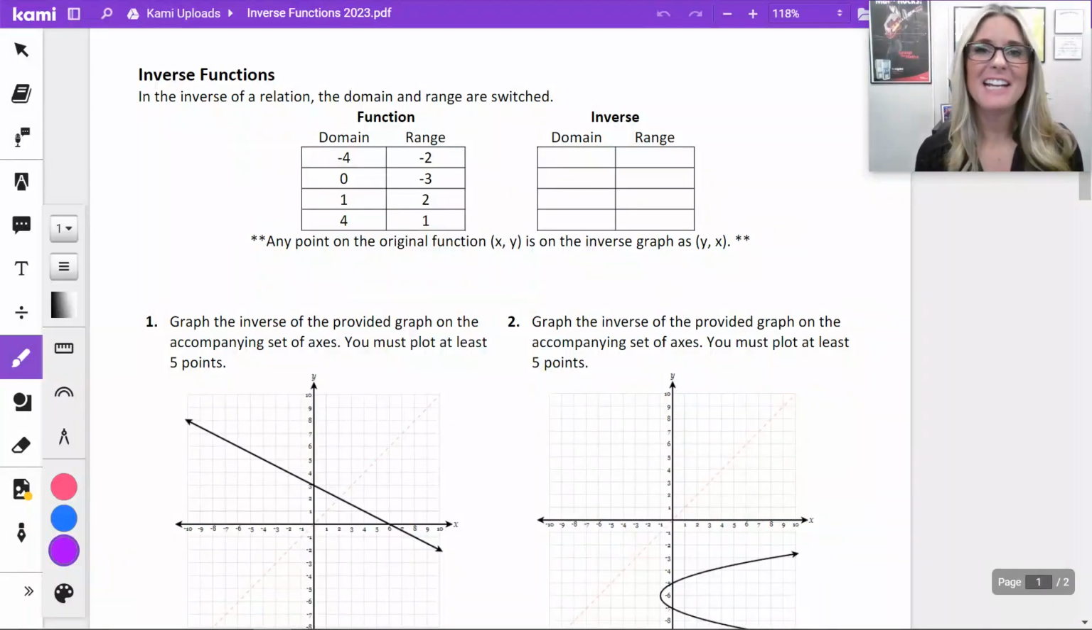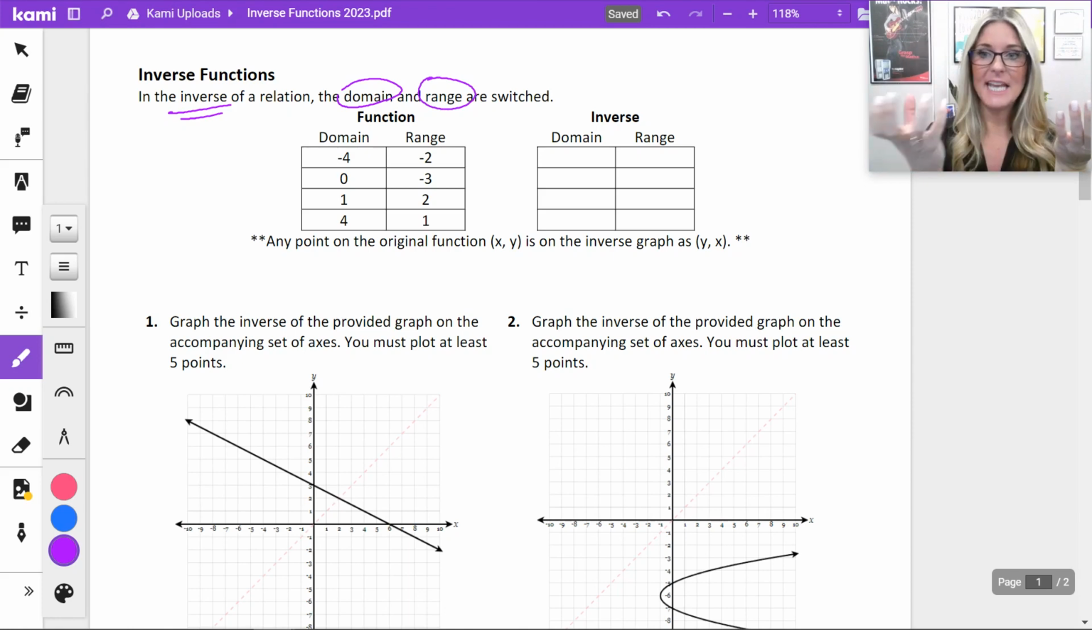Today's lesson, we're going to look at inverse functions. In an inverse of a relation, remember a relation is just a list of ordered pairs, and it can be cool enough to be called a function if the x's do not repeat. But the inverse of a relation, the domain and range are switched. So if I have a function or a relation, it has this counterpart called an inverse in that their domain and range are opposites. So let's look at the example here.